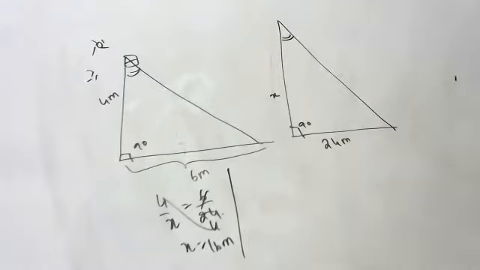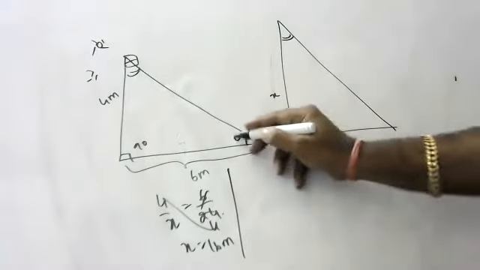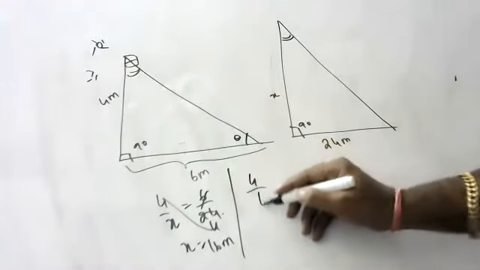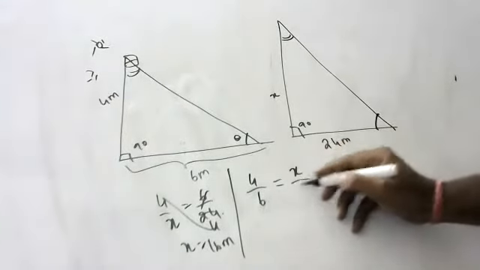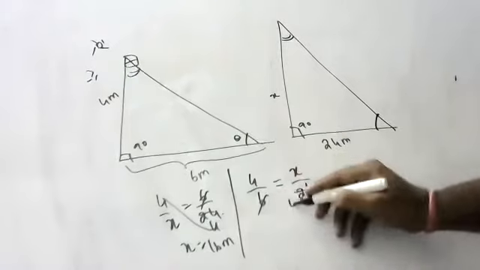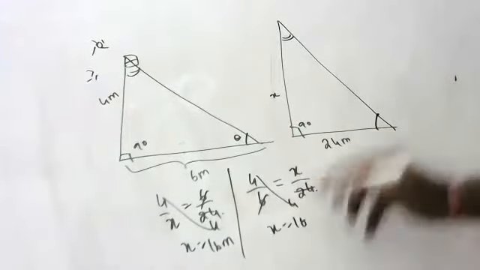Now trigonometry. What is tan theta here? 4 by 6. What is tan theta here? X by 24. X equals 16 meters.